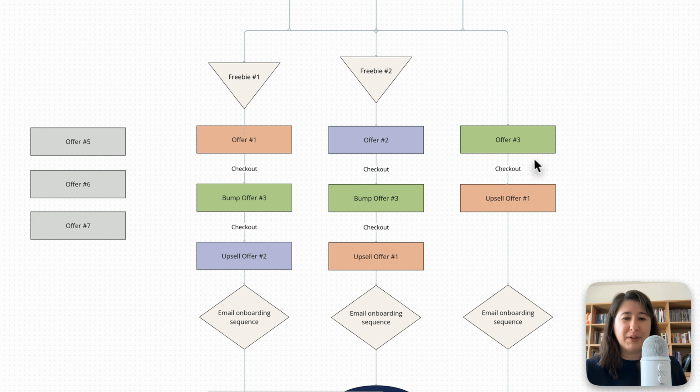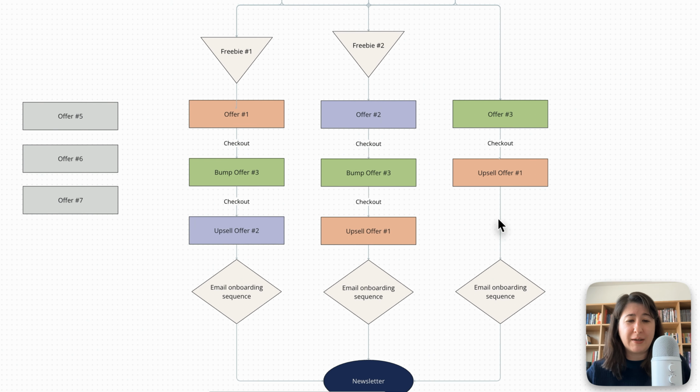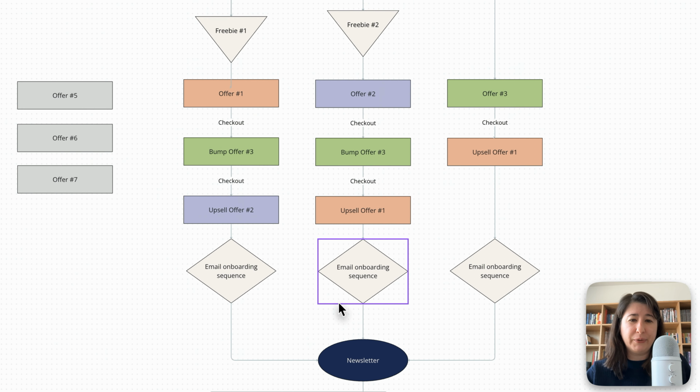So here's an example of one that doesn't have a freebie. Maybe this is a lower ticket offer. It doesn't need a freebie. So it's just this offer and it has an upsell. It doesn't have a bump offer, just the upsell. And then it goes into that same flow.